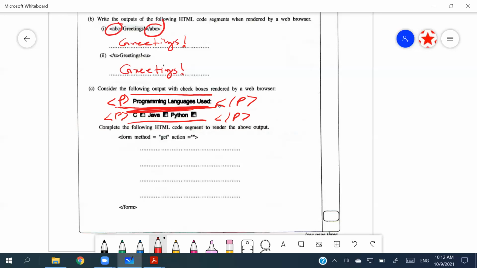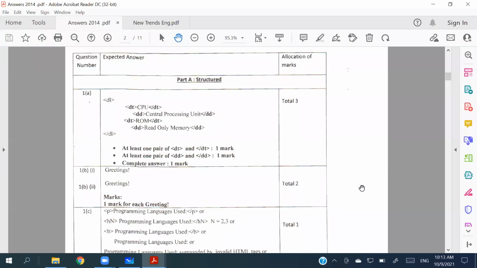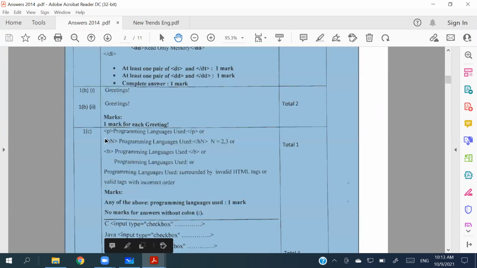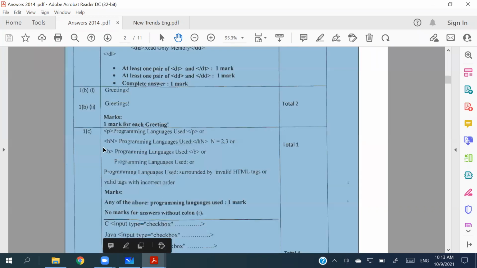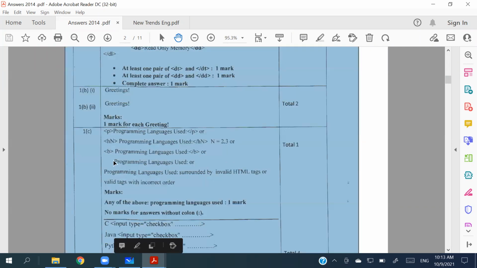Paragraph tags, empty lines can only concentrate when the paragraph is specifically used, right? So here in the marking scheme, they have given you many different alternative answers. For the programming language used, it can be in between a paragraph tag, or between H tags, H2 or H3, and it is also okay to have bold tags. So the programming language used can be in between bold tags.